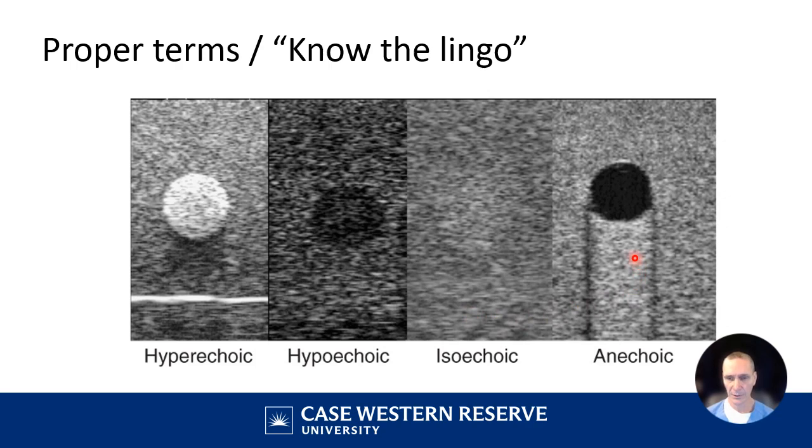And then anechoic, so an-, without. This area here, there's no echoes coming back to the probe. They all go through the fluid. They don't come back until later. So this is anechoic to this area.